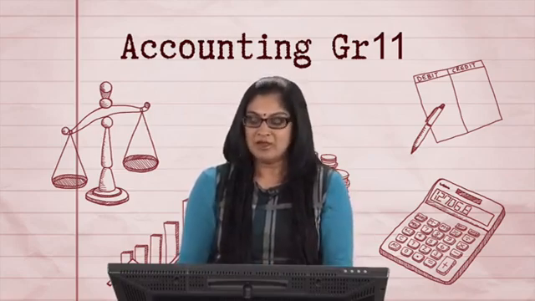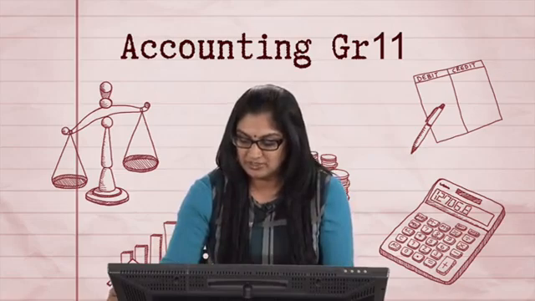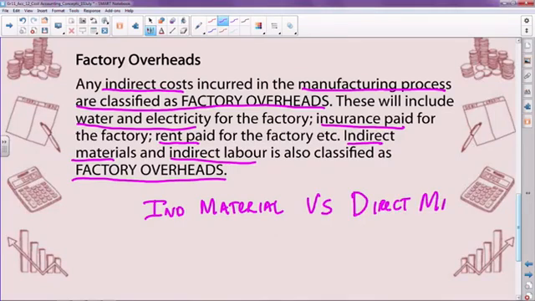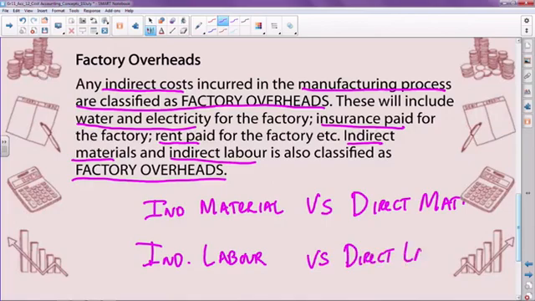indirect labor. Right, so I'm going to start with indirect materials. So we've already come across, okay, let's just write this down. Indirect materials. We've already come across direct materials. Now we're coming across something called indirect materials. So indirect materials versus direct materials. And then we've also now come across indirect labor versus direct labor.